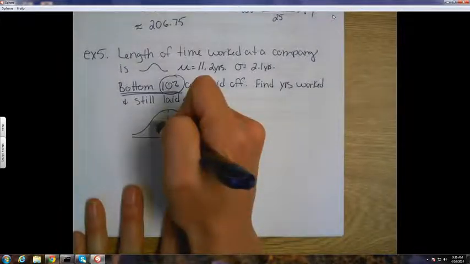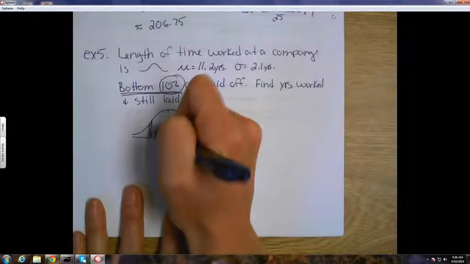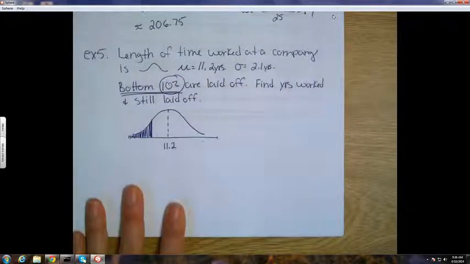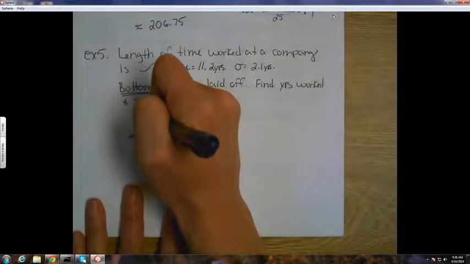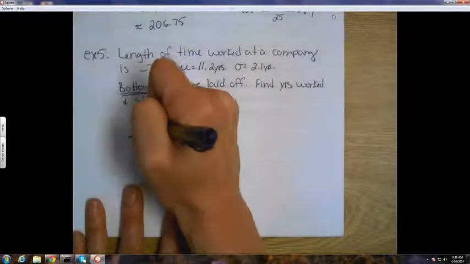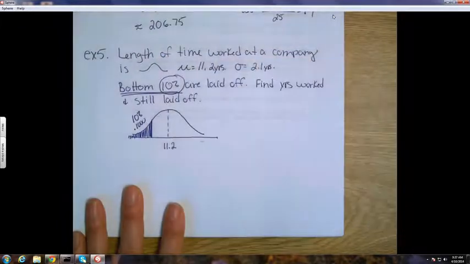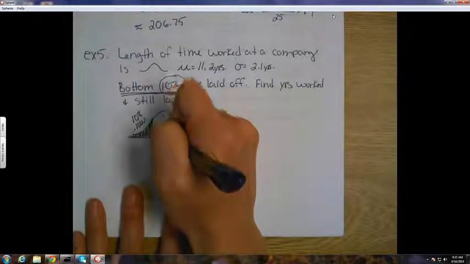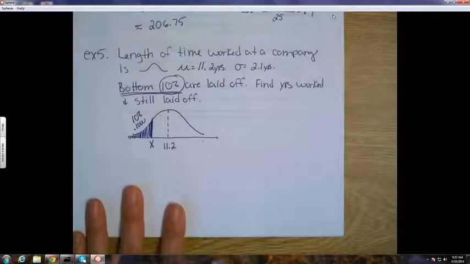So I'm just going to say the bottom. Anybody in that part of the graph is going to get laid off. That's 10%, or it's 0.1000 if you went to 4 places, but 10% is back, so I could have said 0.1. I want to know this X value. I don't know what that is, but that's our goal. Find that X value.